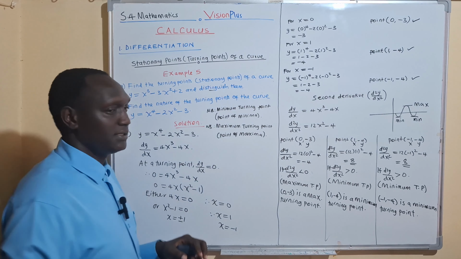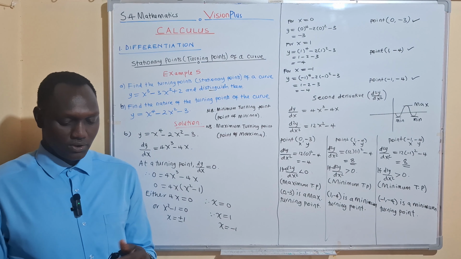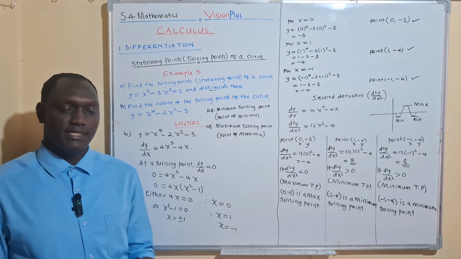So this is the last part of looking at the stationary points or the turning points of the curve and telling their nature.